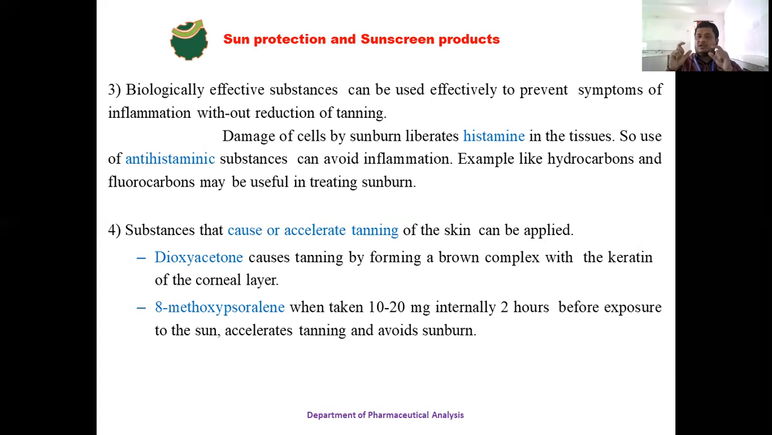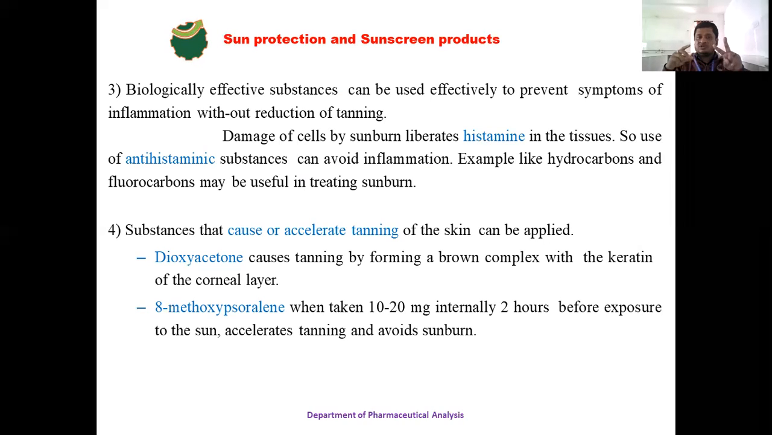Okay, so whenever he takes that 2 hours before, then within that 2 hours there is melanin production, or you can say tanning will be there. So because of the tanning, after 2 hours if you go outside also, it will protect from the sunburn because of the acceleration of the tanning.